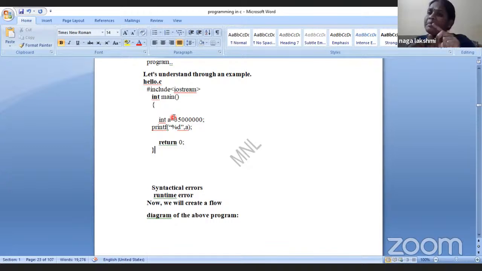The machine defines it. Int means only 2 bytes you have to take. Float means only 4 bytes. Character means only 1 byte. Those are all machine dependent. Machine dependent data types are also called primitive data types. What are they called? Primitive data types.